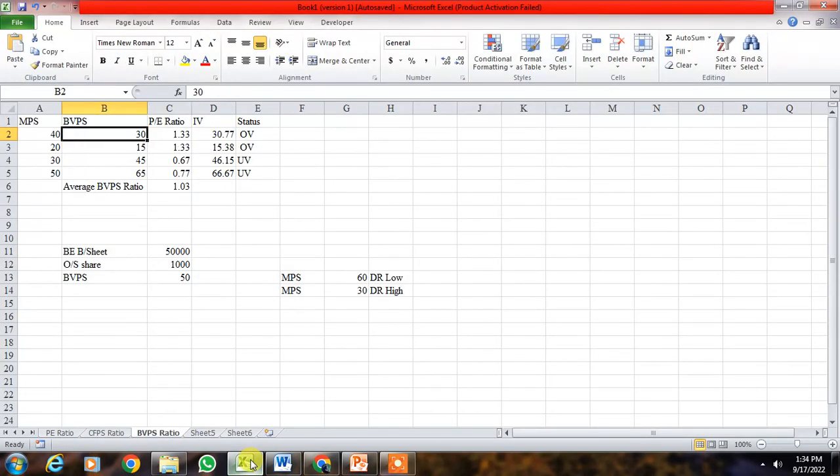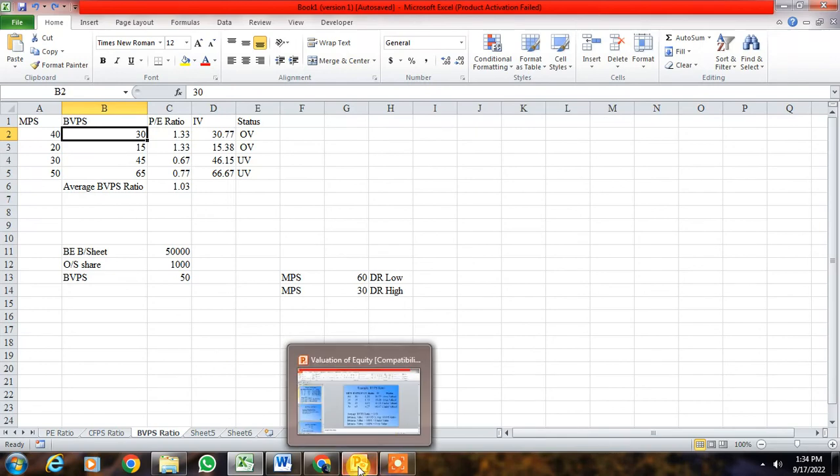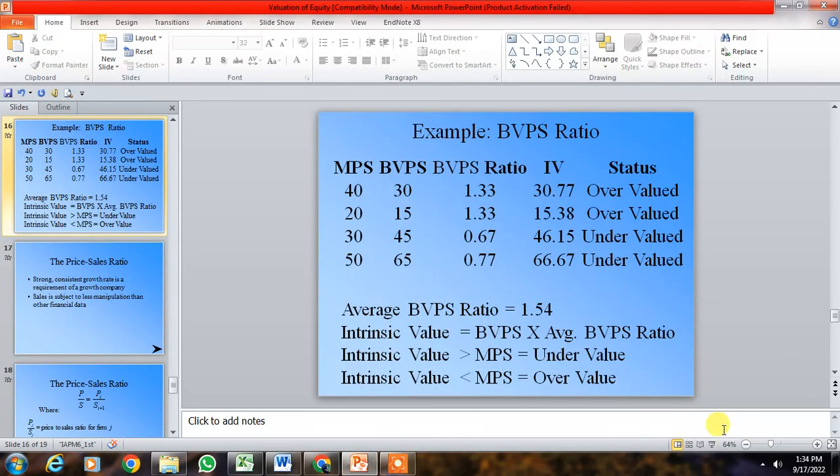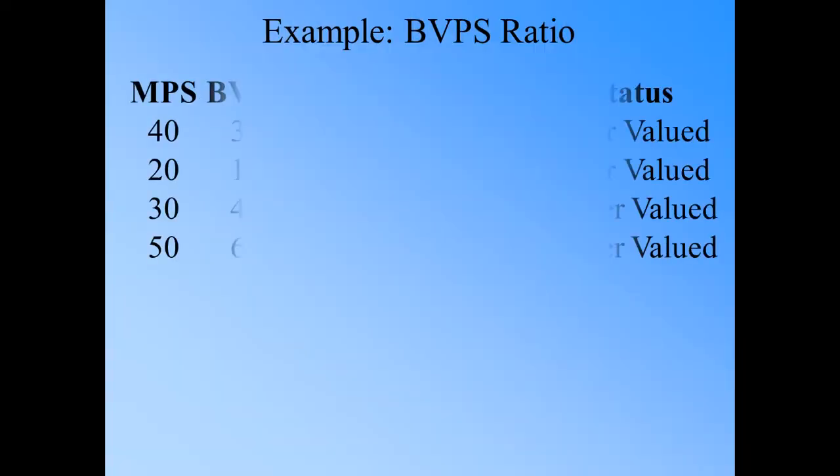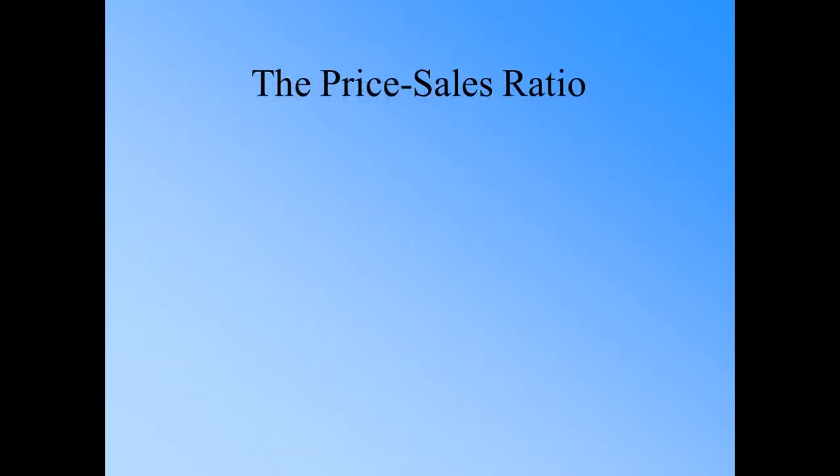And for example, if the book value per share is 50 while the market price of the share is 40, it shows that it is undervalued. Individually you can see, and on average also it shows that it is undervalued. So my dear, hopefully you are getting my point on how to calculate the intrinsic value.